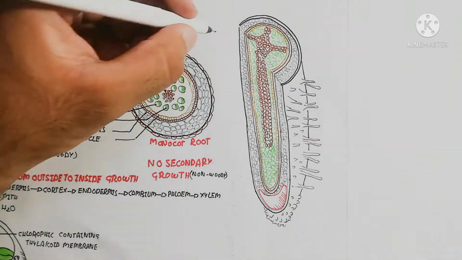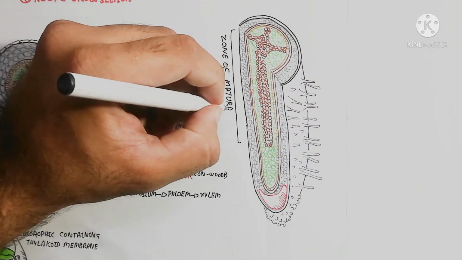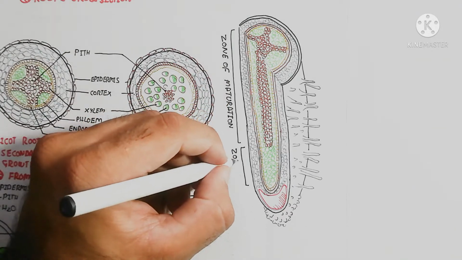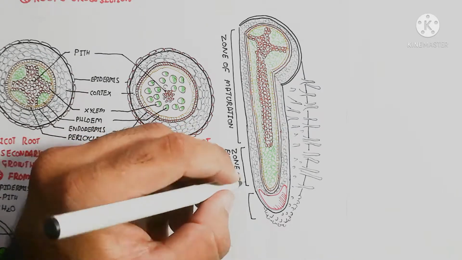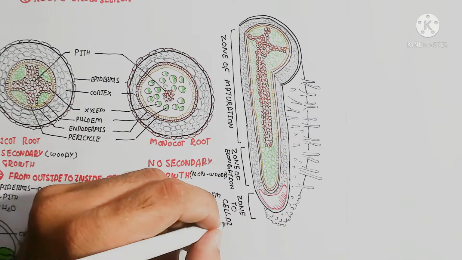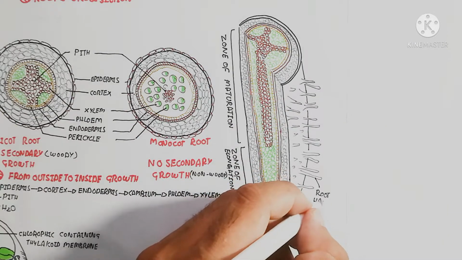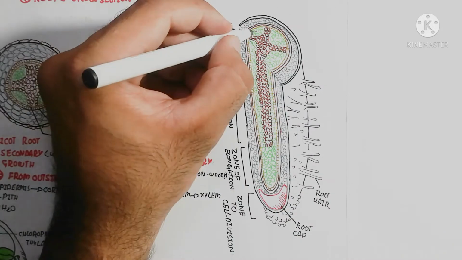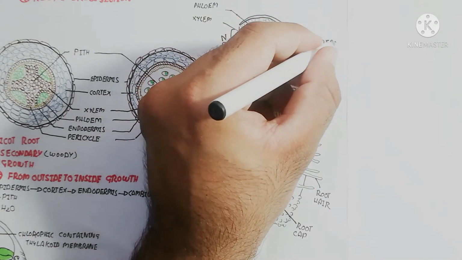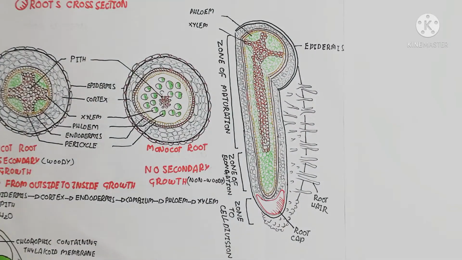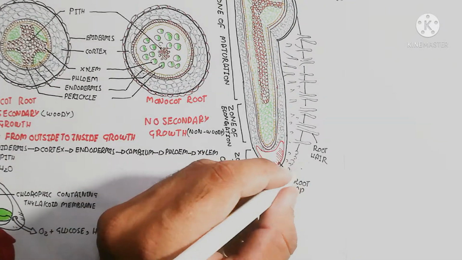So here is the cross section, basically the side cross section, of the root, which shows the zone of maturation. It means the mature tissues are present in the zone of maturation, while the zone of elongation is used for cell elongation, and elongation of the cell is used for the movement of the root toward a chemical or away from a chemical or water, which is known as chemotactic movement or phototactic movement, etc.